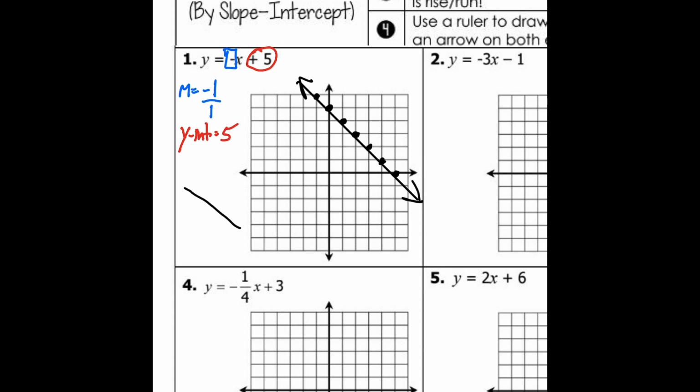That's my line. So I have to identify my y-intercept. That's going to be my starting point. I'm going to identify my slope. That tells me how many I am rising and how many I am running, right? Rise over run. I plot my points and I draw my line. Let's do number 2.